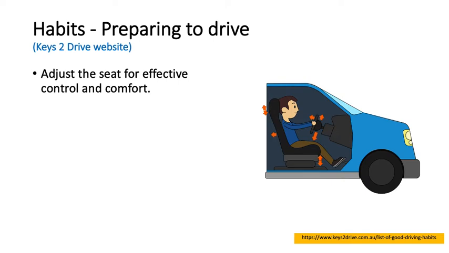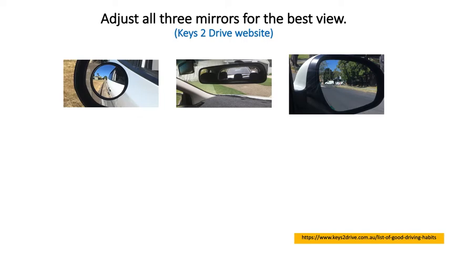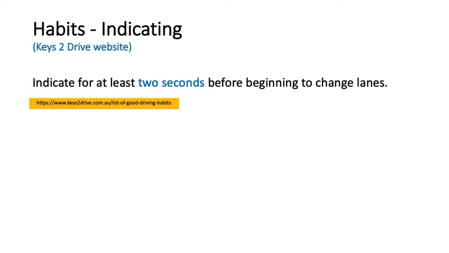Preparing to drive. Adjust the seat for effective control and comfort. Fit and adjust your seatbelt and head restraint. Check your passengers are safely seated. Adjust all three mirrors for the best view. Indicate for at least 5 seconds before you pull out from the curb. Indicate for at least 2 seconds before beginning to change lanes.